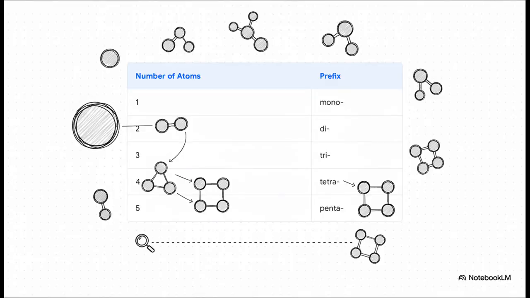And here are the counters right here. One atom gets the prefix mono. Two atoms, that's di. 3 is tri, 4 is tetra, and 5 is penta. Seriously, if you can count to 5, you can pretty much name any of these molecules. It really is that easy.